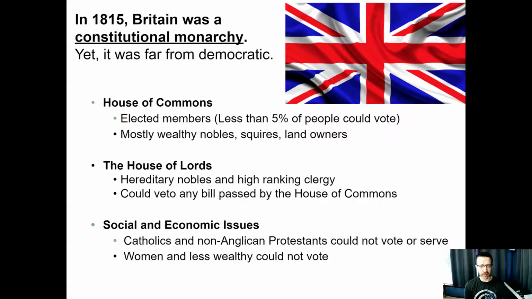Another reason it's not really a democracy is because there were social and economic issues as well. If you were Catholic or a non-Anglican Protestant, you could not vote or serve. And women and the less wealthy could not vote. I didn't even mention that, besides the 5% of people, even if you were a wealthy landowner and you were a woman, you couldn't vote. So this was 1815. That's where we're at.